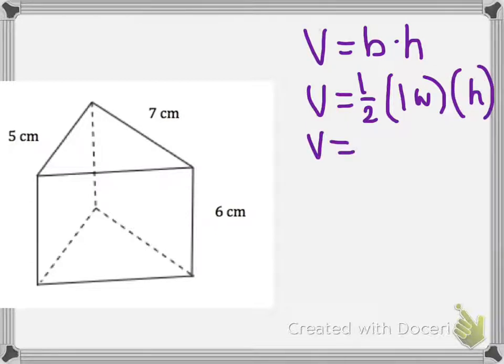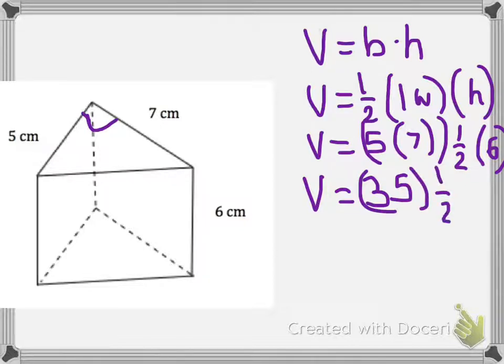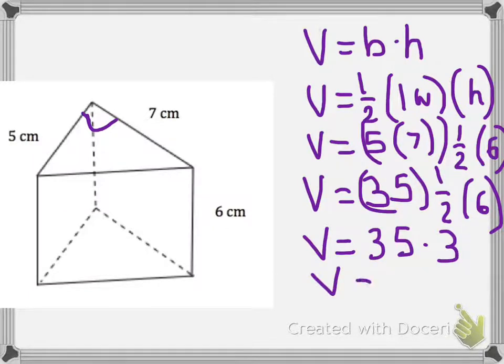So then the length is 5, and the width is 7, since this is a right triangle. And then you gotta find 1/2 of that and multiply the height, which is 6. So volume is 35. You gotta find half of that. Multiply by 6. Instead, we should just do half of 6, don't you think? 35 times 3. And the answer is 105 centimeters cubed.